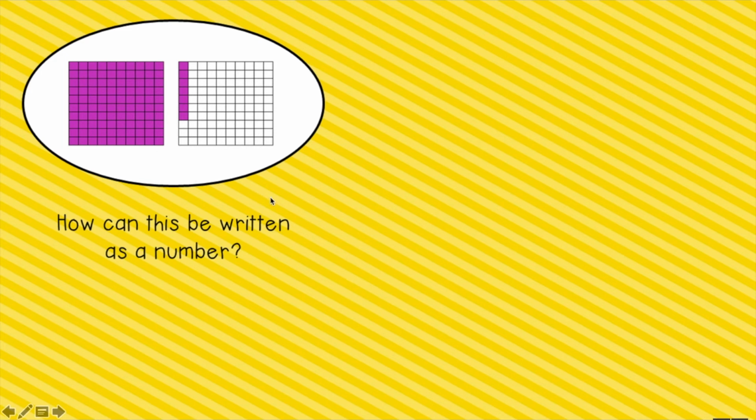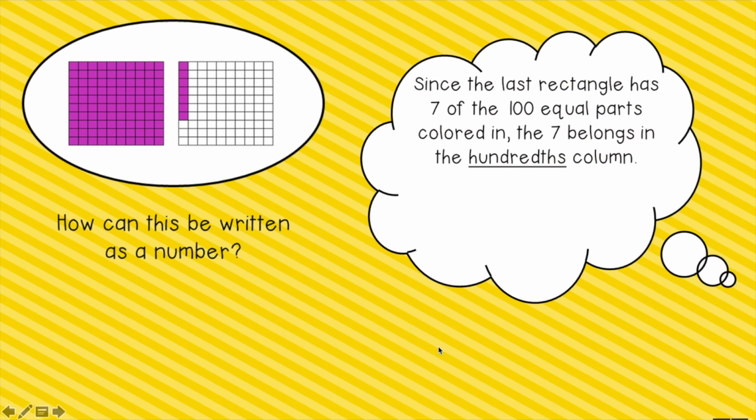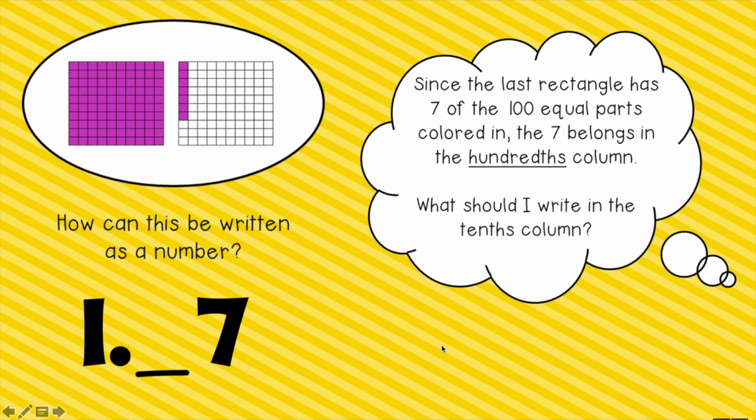So let's actually talk about this. How would this be written as a number and why would it look different? Since the last rectangle has 7 of 100 equal parts colored in, the 7 belongs in the hundredths column. So it would look like this. This is the hundredths column because this is the tenths. Remember, tenths, hundredths, thousandths. So if it's 7 out of 100, it has to be in the hundredths column. So what do we put in that blank space? A 0. So it would be 1.07 or 1 7/100ths.